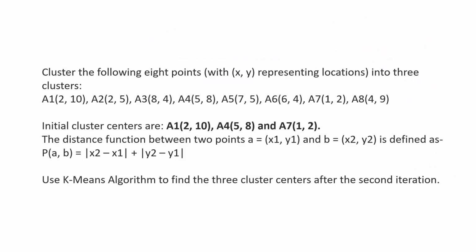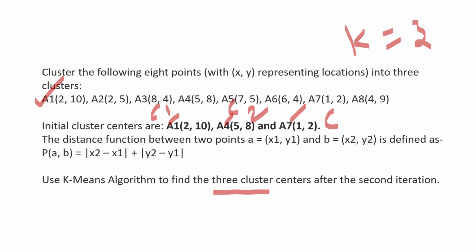Now we will solve the k-means algorithm with the following data set. Here, there are 8 data points given, named A1, A2 up to A8. Here it is given as 3 clusters, so I have to assume k equals 3. Also, A1, A4, A7 are given as cluster centers. So for the initial cluster C1, A1 is the cluster center. For cluster 2, A4 is the cluster center. And for cluster 3, A7 is the cluster center.